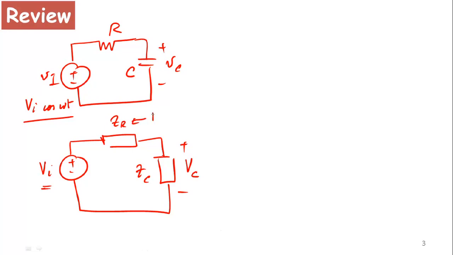Recall, ZR is simply R and ZC is 1 by SC, which is the same as 1 by J omega C. For inductors, ZL is J omega L. So now I can use the impedance method and very quickly do a resistive divider action to find VC as a function of VI. So VC is simply equal to the impedance across which I'm measuring VC, divided by the sum of the impedances ZR and ZC.